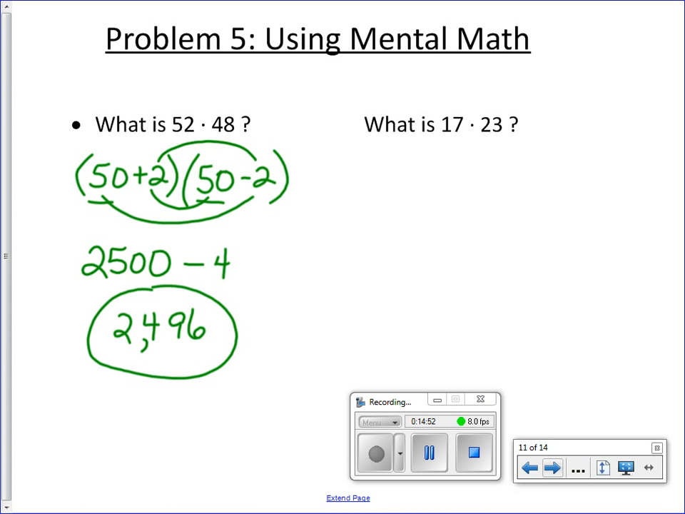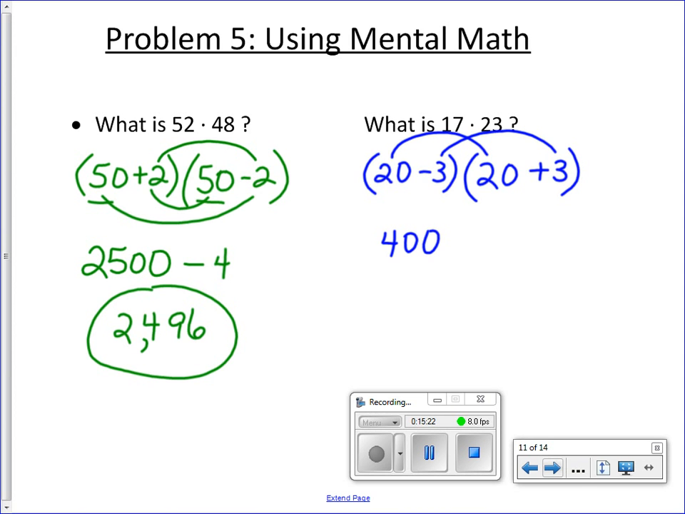Our next problem, 17 times 23. Well, as you might guess, we're going to take 17 and rename it as 20 minus 3. And we're going to rename 23 as 20 plus 3. Applying this principle to this problem, all we have to do is multiply our first terms together minus, and multiply our last terms together. So 20 times 20 is 400. 3 times 3 is 9, and subtract that, and we get 391.